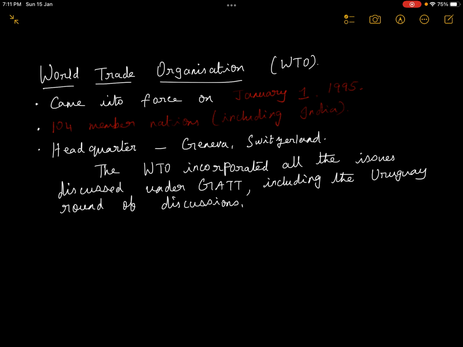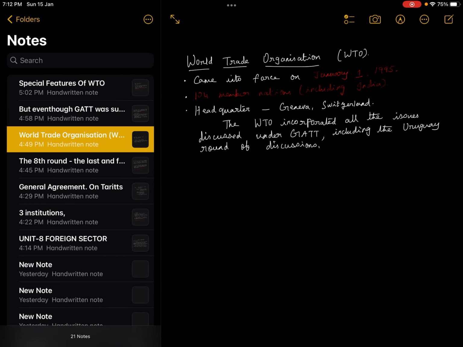Okay. So the World Trade Organization incorporated all the issues discussed under GATT. Whatever discussions were held under GATT, all those things were taken into consideration in the World Trade Organization, including the last and final round of GATT, that is the Uruguay round of discussions. So all those new issues, agriculture, TRIPS, everything was included in the World Trade Organization.